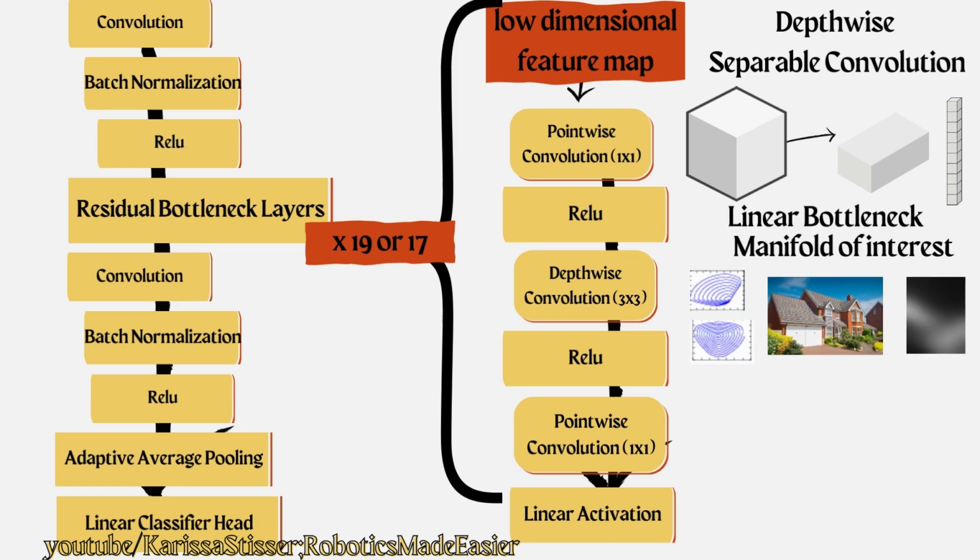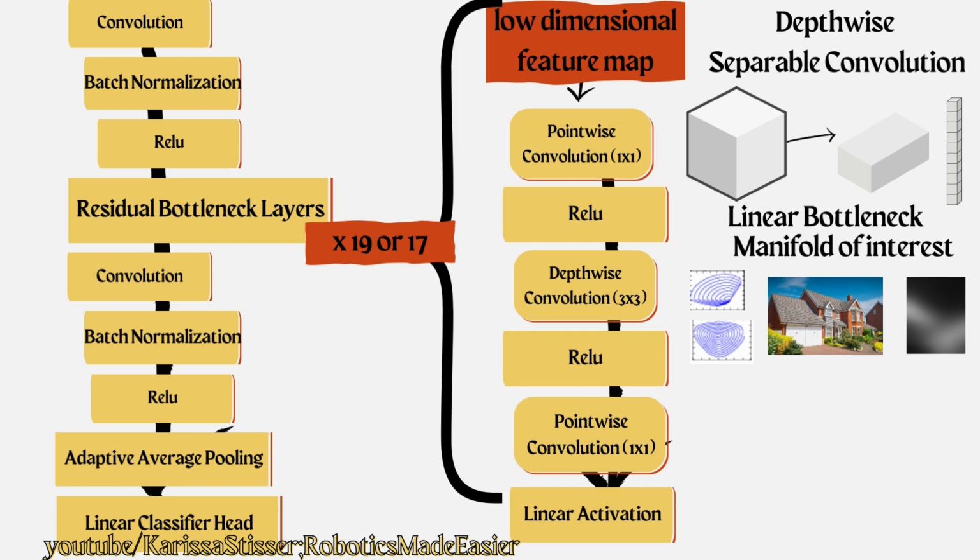Next, we need to look at the manifold of interest for the linear bottleneck. So when we send the low-dimensional feature map in, which are features that we're getting from the image, we do pointwise convolution, which expands the dimensions, so we're able to do nonlinear activation with ReLU, and then perform depthwise convolution, ReLU again, and reduce the dimensionality back with pointwise convolution 1x1, and then we perform the linear activation.